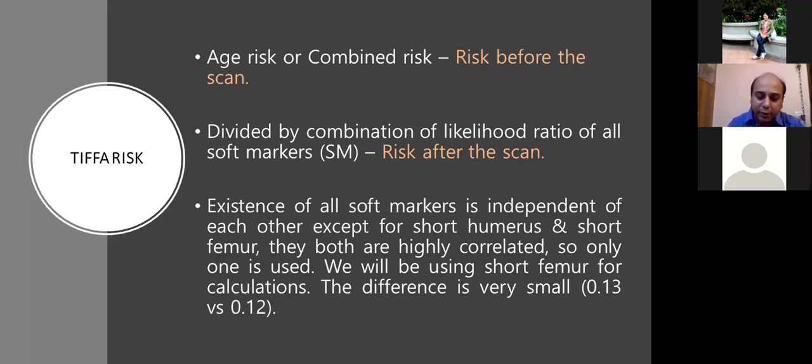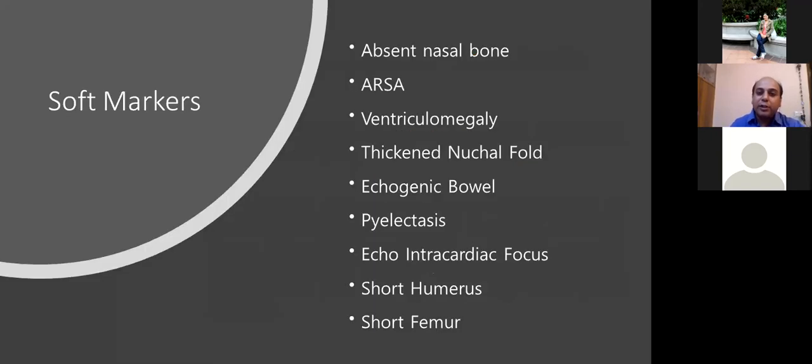There's a small caveat in the sense that if we see all these markers, their existence is independent of each other. Like when absent nasal bone is present, then URSA may or may not be present. When ventriculomegaly is present, then the thicker nuchal fold may or may not be present. So they are not at all correlated. However, if we see the last 2 points, short humerus and short femur, they are very highly correlated. When short femur is there, then there are very high chances that short humerus will also be there. When short humerus is there, then very high chances that femur is there.